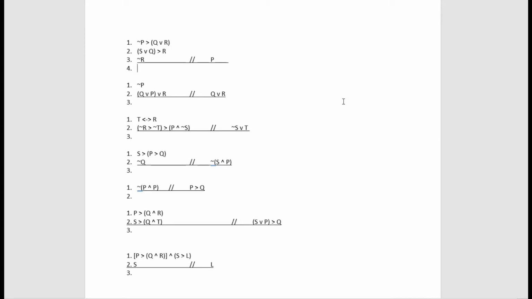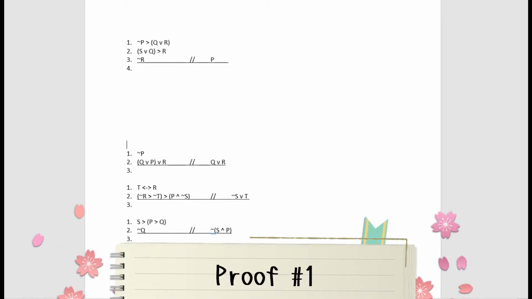Please remember that proofs can be solved in multiple ways, so if you did not solve them this way, that's totally fine. It's totally normal to have multiple ways to solve a proof. This is just how I did it. And in the process of solving these 7 proofs, I'm going to show you how to use all 10 of the replacement rules, plus the 2, CP and IP. Let's go ahead and get started. Here is our first proof.